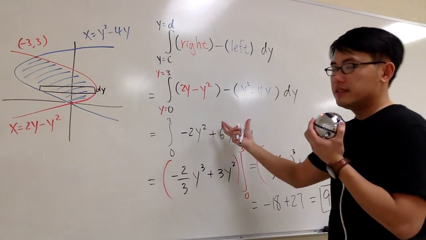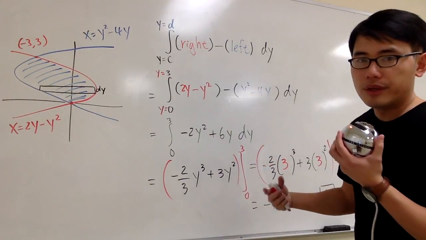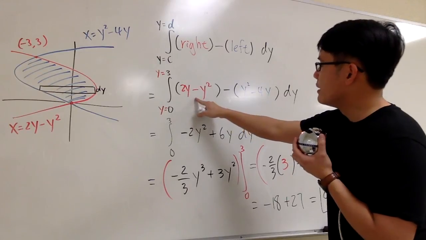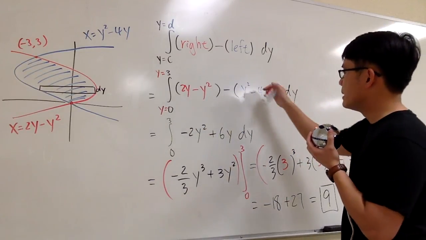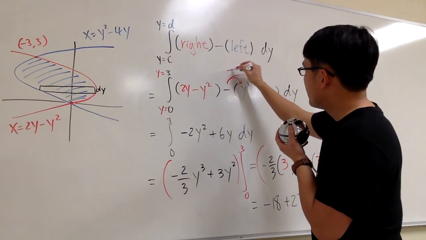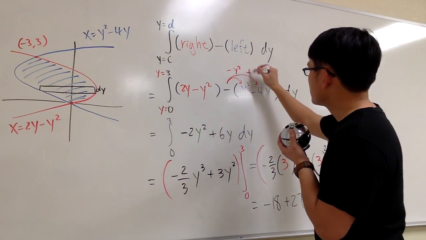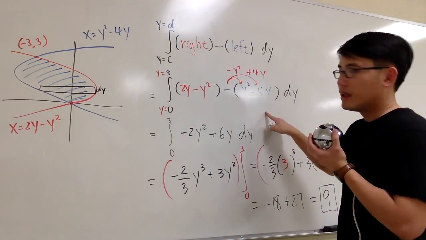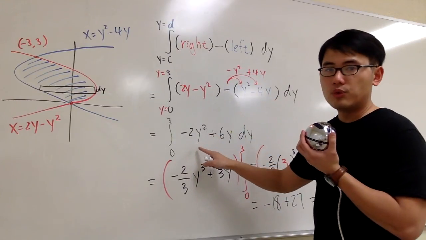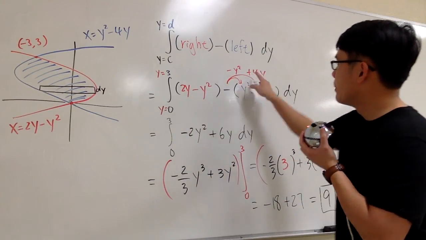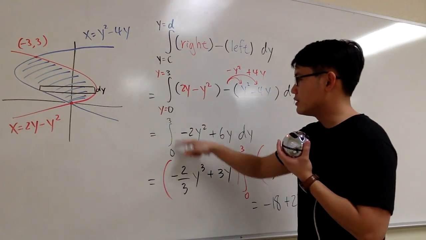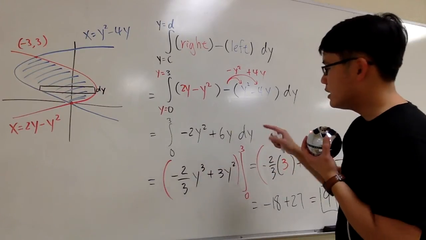Let's see if there's anything we can combine before we can integrate, before we can do the reverse power rule. Here we have 2y minus y squared, minus the quantity, so let me distribute the negative into the parentheses. Minus y squared, minus minus becomes plus 4y. Negative y squared minus y squared gives us negative 2y squared, and 2y plus 4y gives us 6y. We haven't done the integral yet. This is just 0 to 3 with this dy.